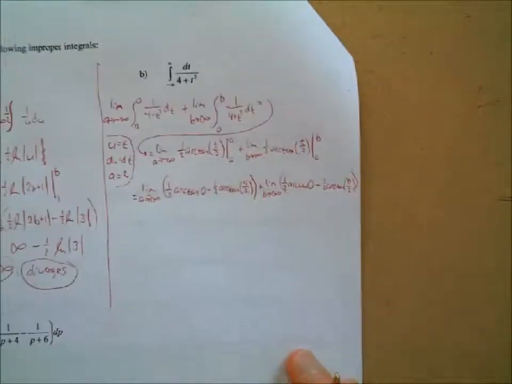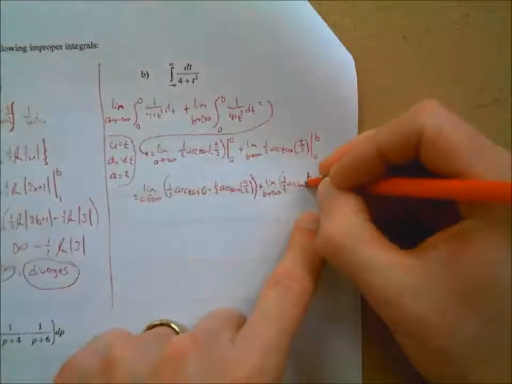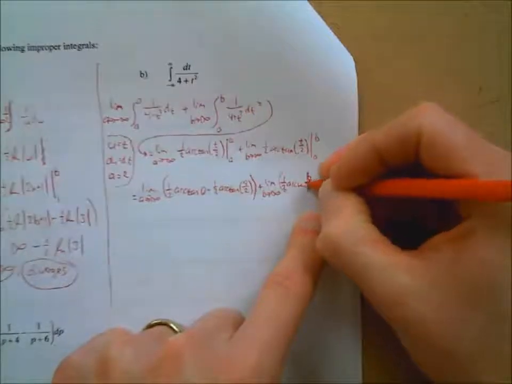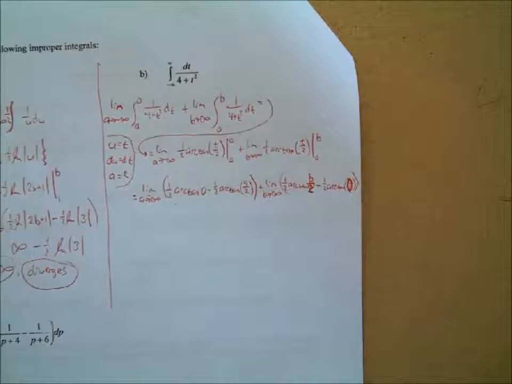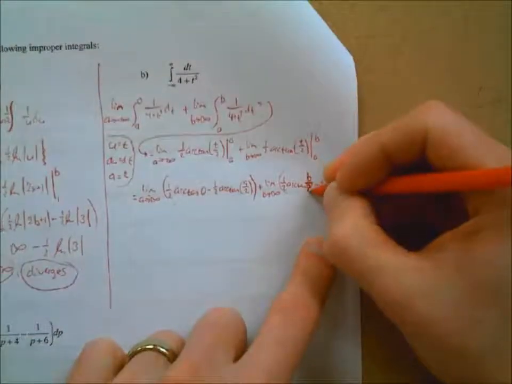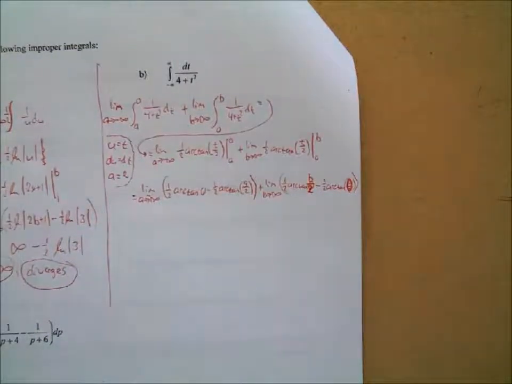Question? Isn't it opposite, wouldn't it be 1/2 arctangent of b over 2 minus 1/2 arctangent of 0? B first. You're right, I made a mistake there. Thank you. Upper limit minus lower limit there. B over 2, and then 1/2 arctangent 0.